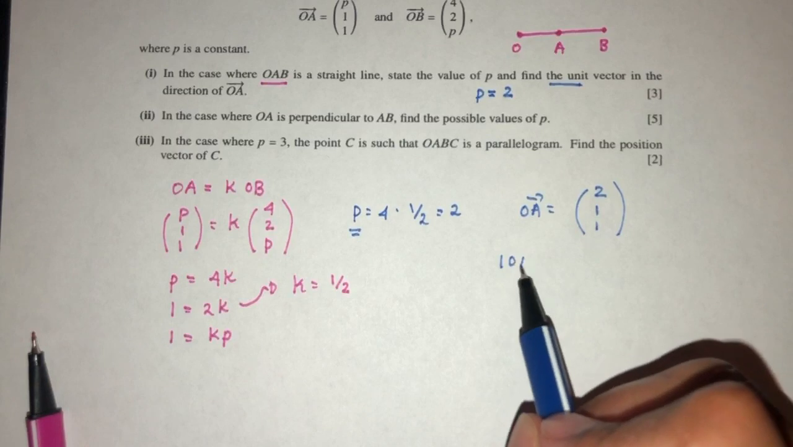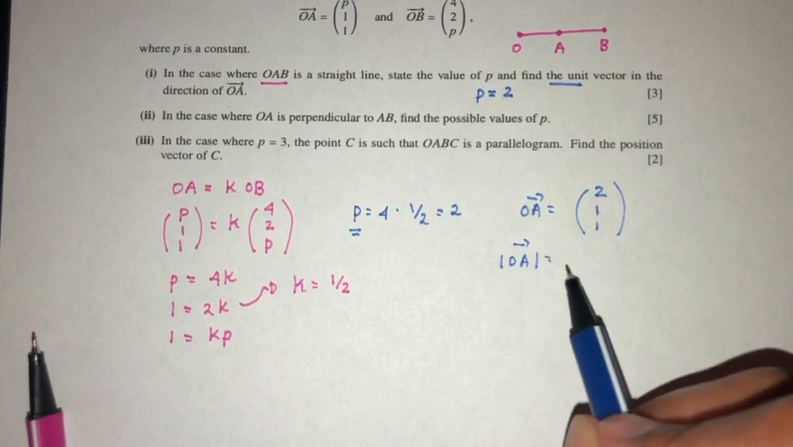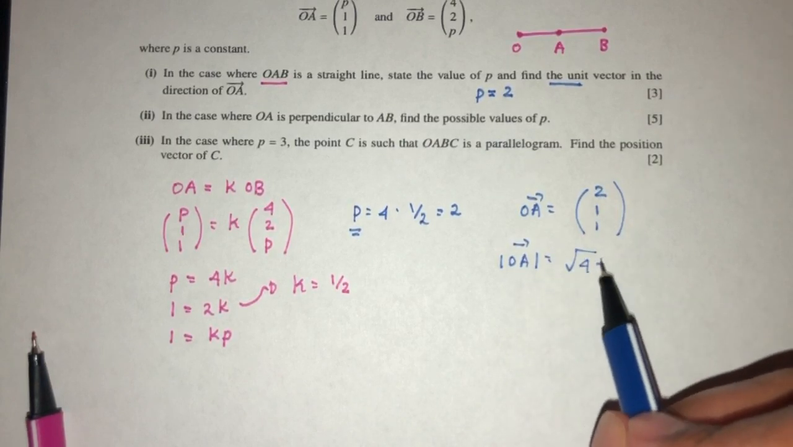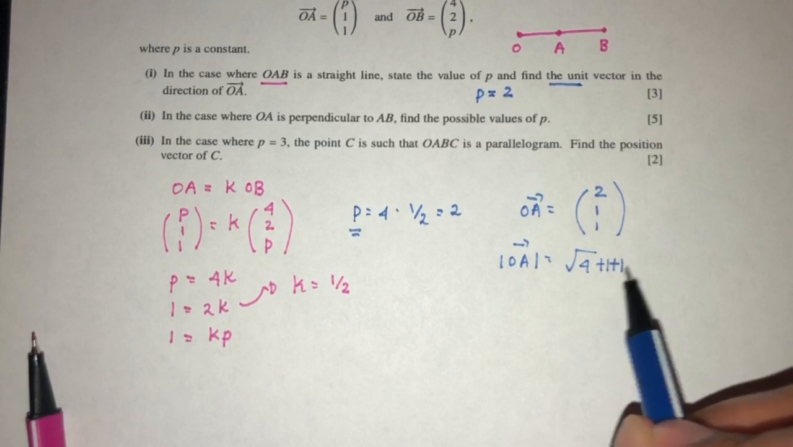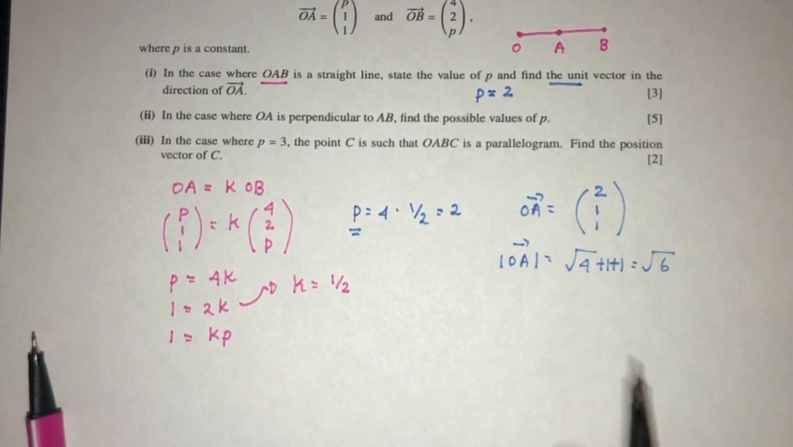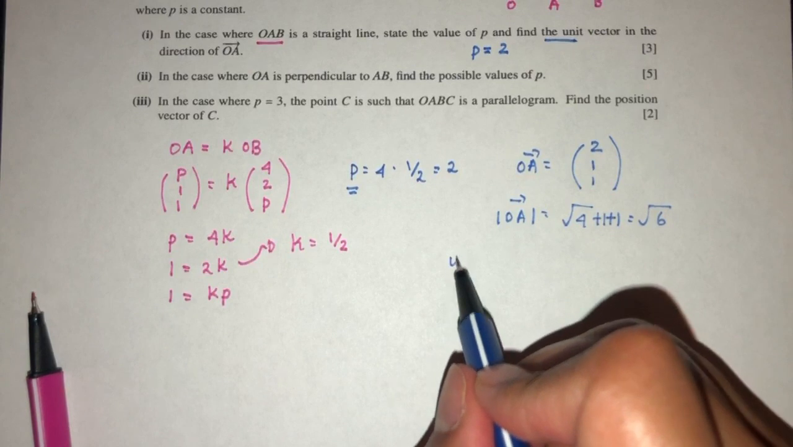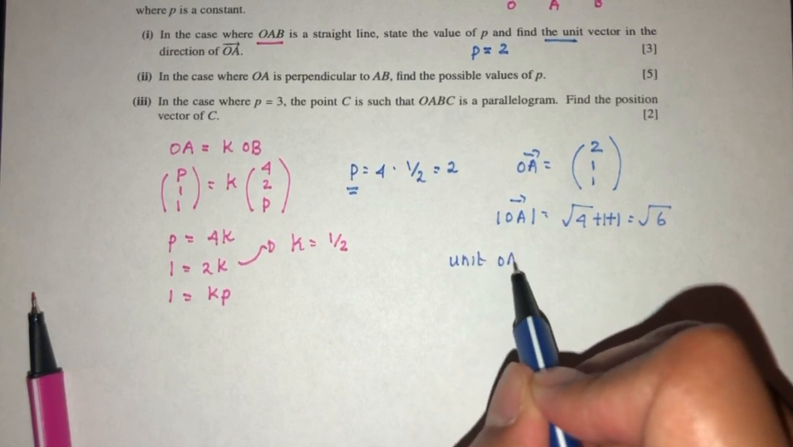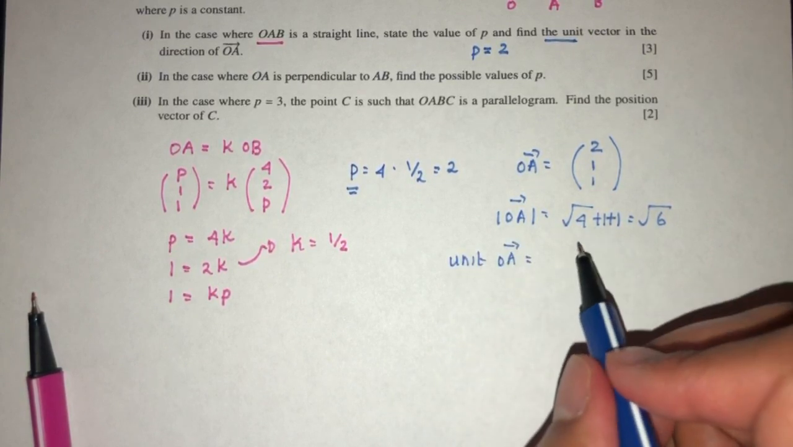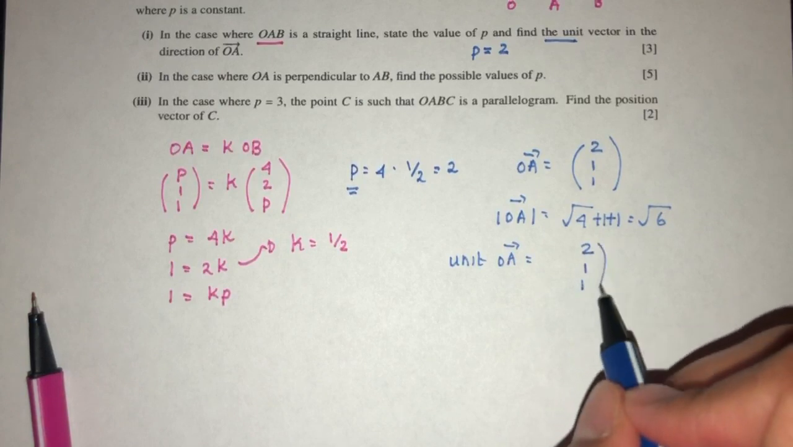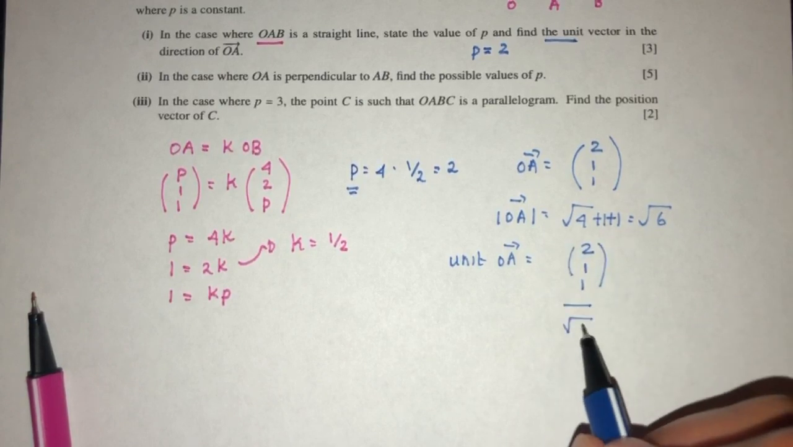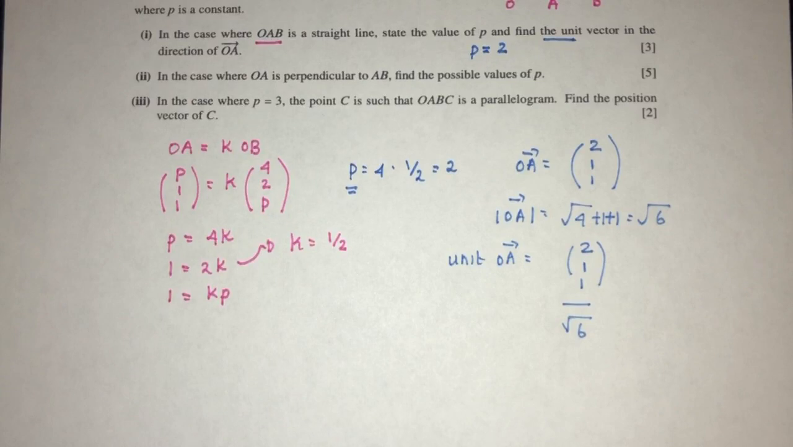So what is the magnitude of OA? That should be root of 4 plus 1 plus 1, that should be root of 6. So finally, the unit vector in direction of OA should be (2, 1, 1) over root 6. That'll be part 1 of the question.